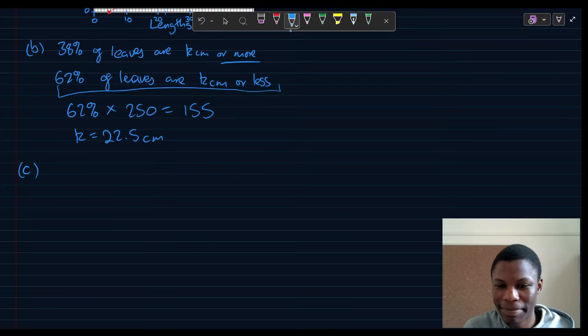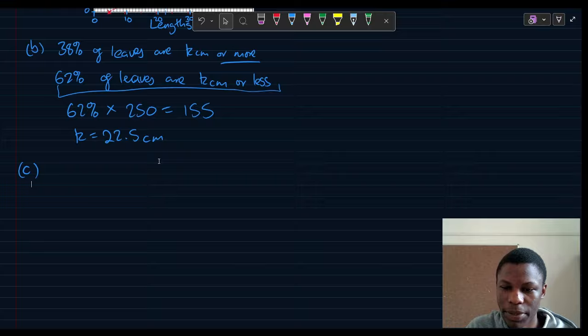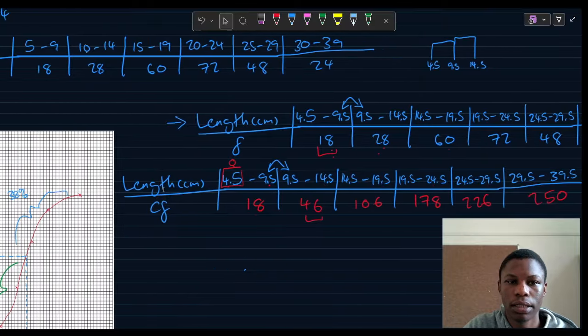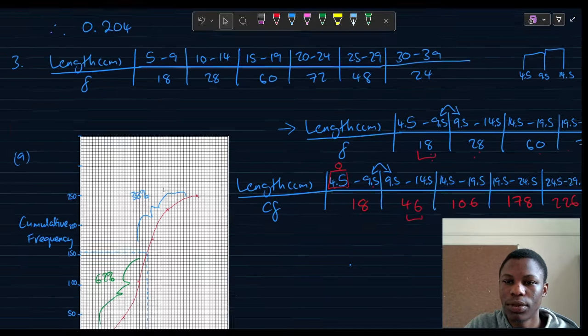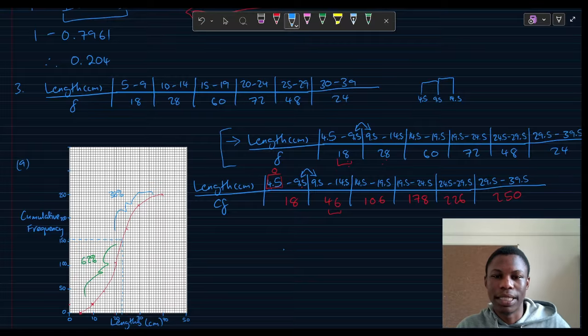Part C. Calculate an estimate for the mean length of these 250 leaves. Okay, so for us to be able to get an estimate for the mean length of these 250 leaves, we're going to take each of our classes, and it doesn't matter whether you used the adjusted classes or the original classes, because it's going to be the same regardless.